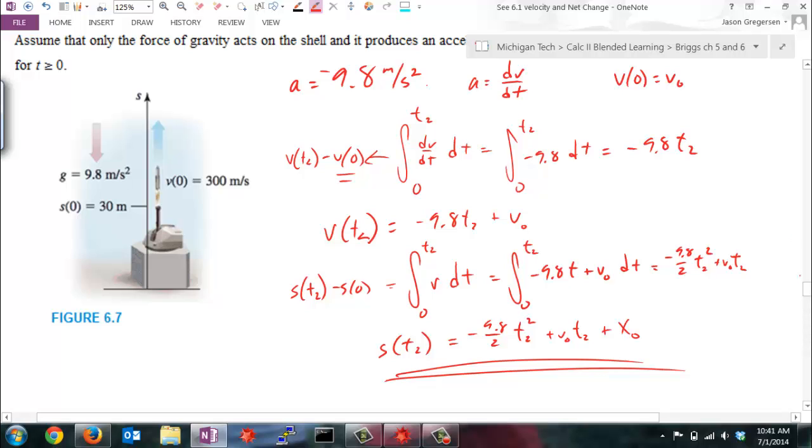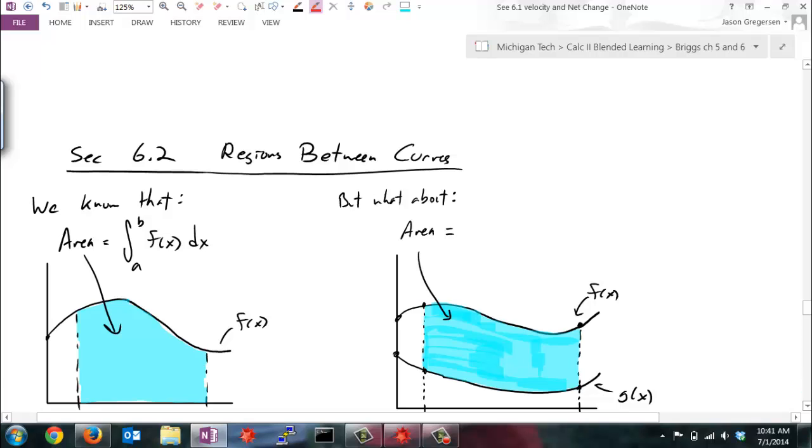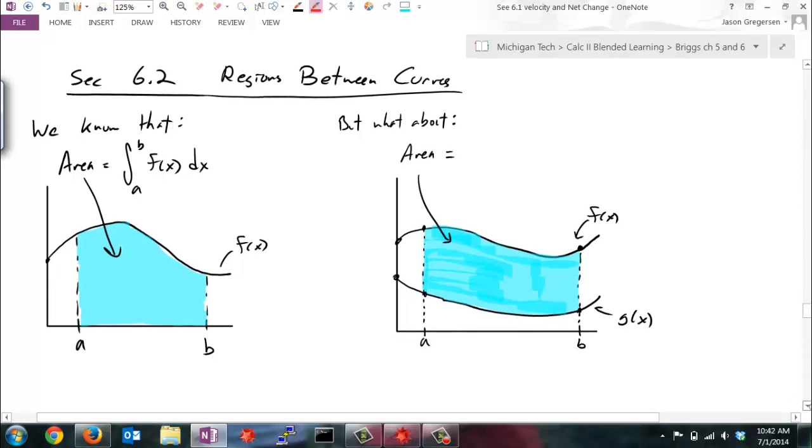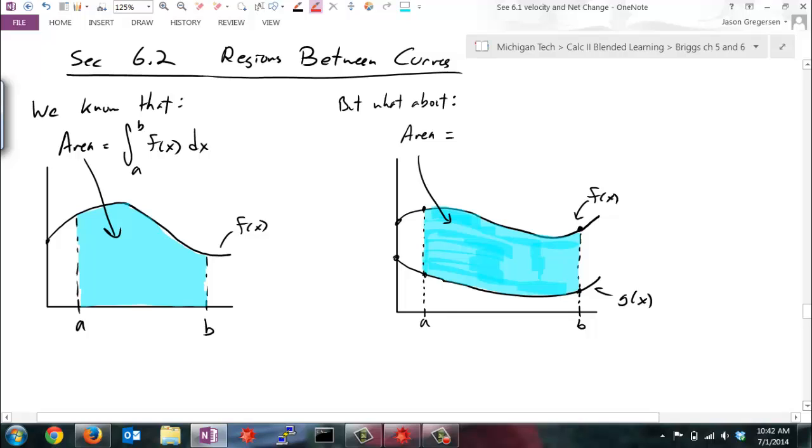All right. So the next topic is 6.2. Regions between curves. Okay, so I have some shaded regions here. We know from Calc 1 that if I want to find the area under the curve, I just integrate the function over the interval. So this first area is just the integral from a to b of f of x dx. That will give me that first area. And now we want to make sure that we understand how to find this other region.